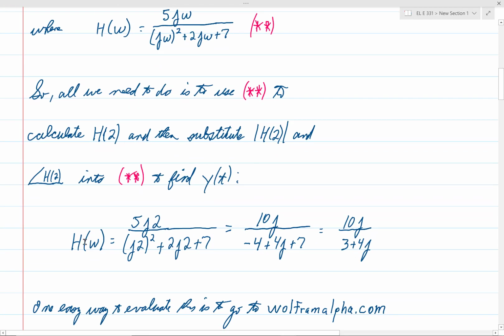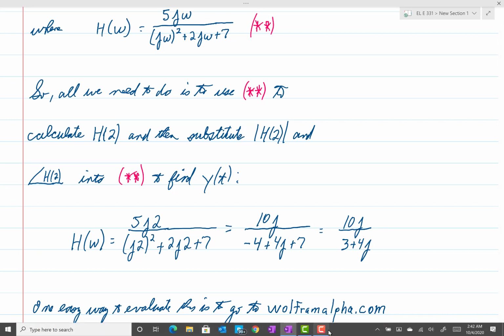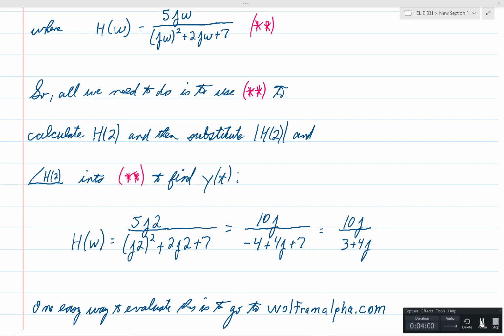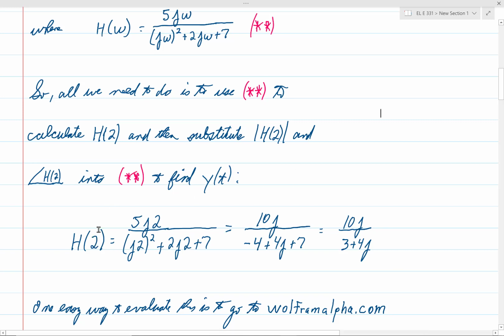So h of, and this should be 2 right here, not h of omega. The formula for h of omega is right there, but what we want is this particular h of 2. This is just a little typo there, that should be 2. So let me pause for just a moment and fix that. Okay, so now that's fixed.